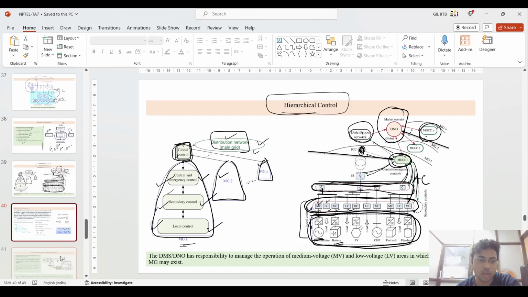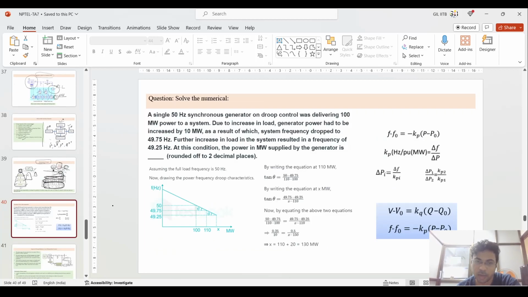So this is the central and emergency control. Coming to the further slide, this is the droop based control, coming to the advantages. So this is just one example. You don't need to solve this question. I'm just putting it here for making you understand this kind of droop concept.